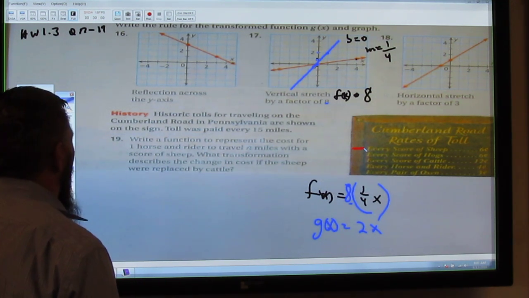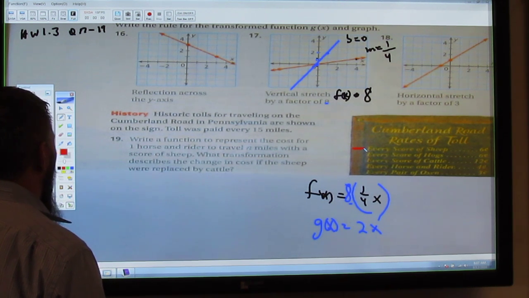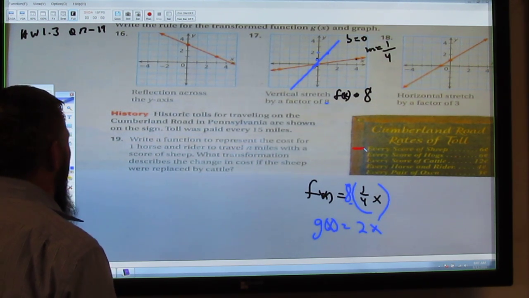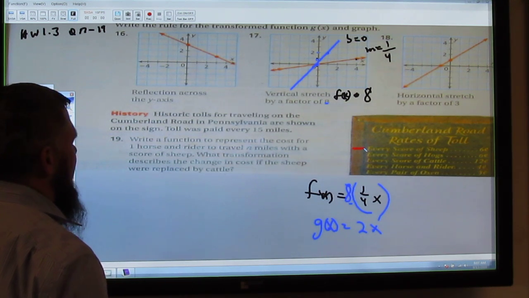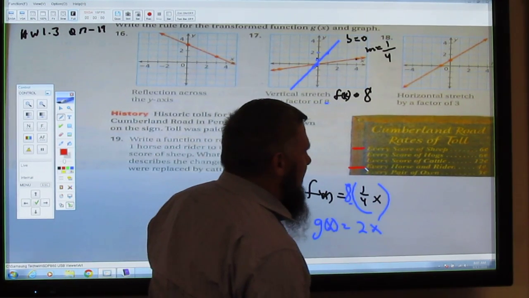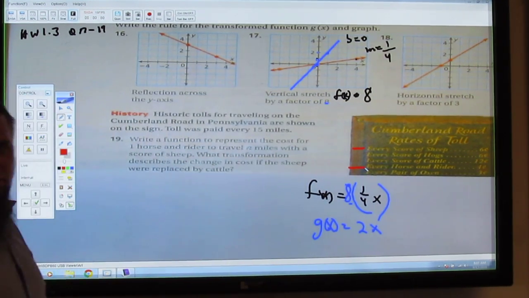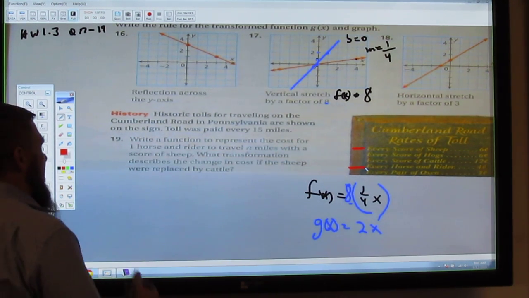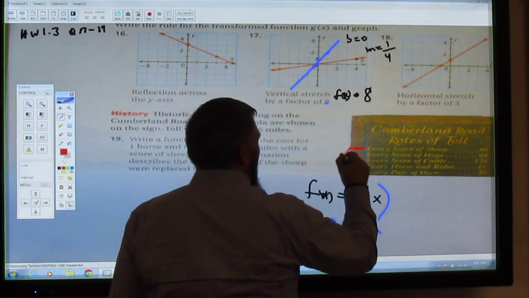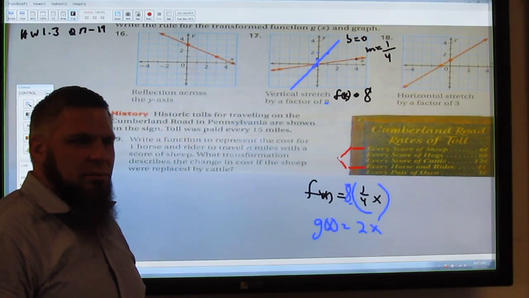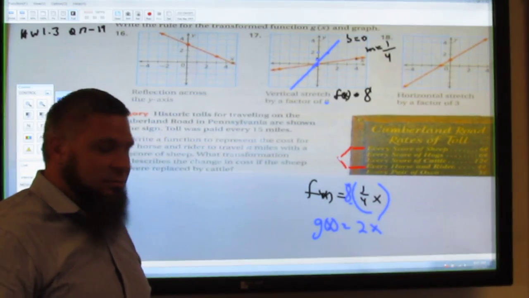Okay? So write a function to represent the cost for one horse and rider to travel n miles with a score of sheep. So a score of sheep, and every horse and rider is 4 cents, right? So we have the horse and rider. We have n miles. So these two add up to be how much? 6 cents and 4 cents. Very good. 10 cents.